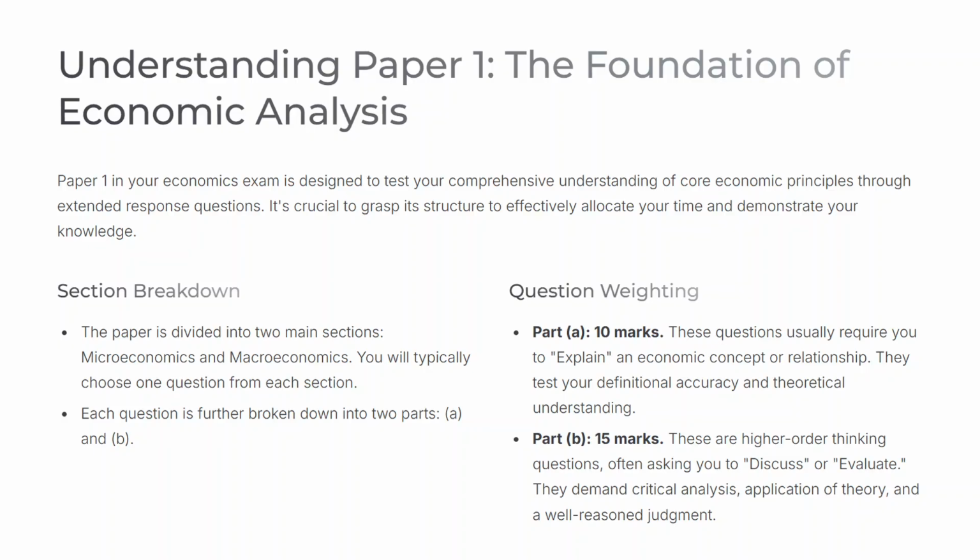Paper 1 consists of extended response questions based on the microeconomics and the macroeconomics units. You will have to choose one question to answer from a choice of 3. Each question has 2 parts. Part A, a 10-mark explain question. Part B, a 15-mark discuss or evaluate question. The structure for answering them is similar, but the Part B question requires a deeper level of evaluation.